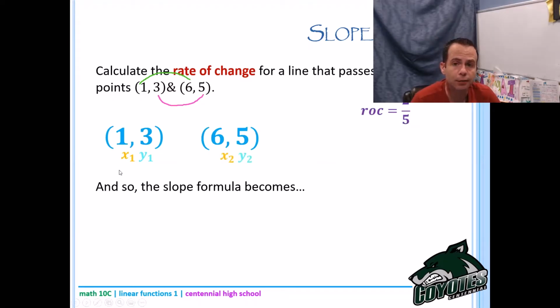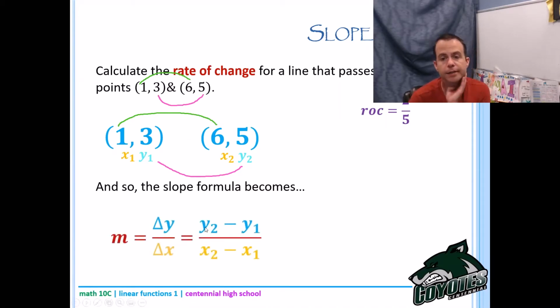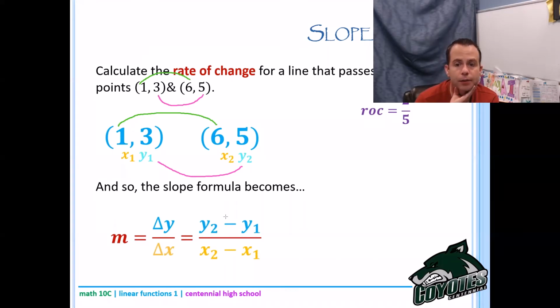When we calculated the rate of change, I just want to put my ink back on here. We went 5 minus 3. Well, that was y2 minus y1. And then we divided it by 6 minus 1, which was x2 over x1. So if we just put those labels into a formula, we are actually looking at this now, y2 minus y1 over x2 minus x1. Now, this is the slope formula, okay?